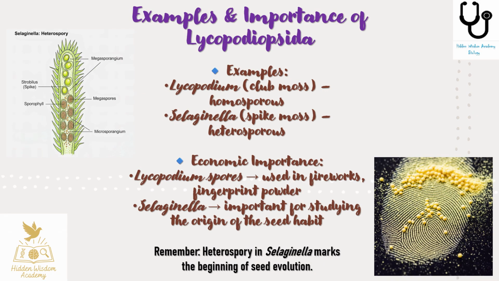Now let's talk about the examples and importance of Lycopodiopsida. Examples of Lycopodiopsida are Lycopodium and Selaginella. Lycopodium is homosporous, meaning it makes only one type of spore. Selaginella is heterosporous, making 2 types of spores, microspores and megaspores.